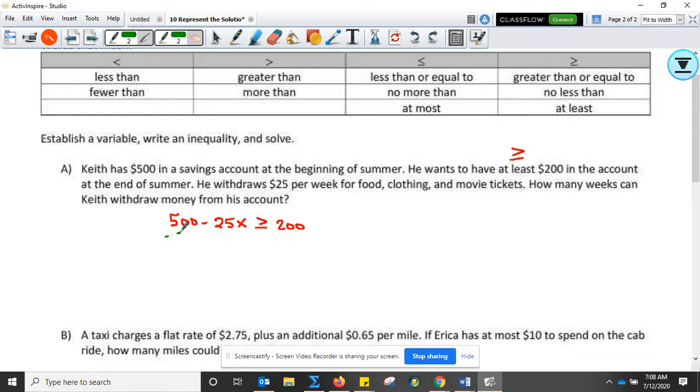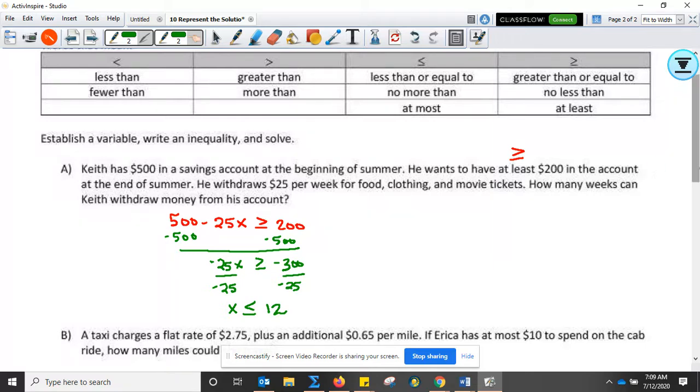So I'm going to subtract 500. Negative 25x is greater than or equal to negative 300. Then divide by negative 25. And x, since we divided by a negative, is less than or equal to 12. So it's going to take him 12 weeks. He can only withdraw 12 or less weeks to still have $200 at the end of summer. All right. Okay. So B.